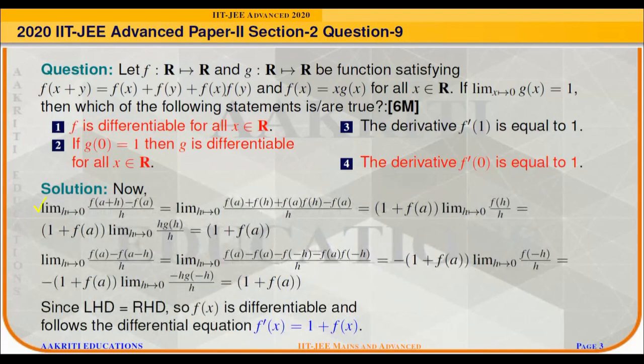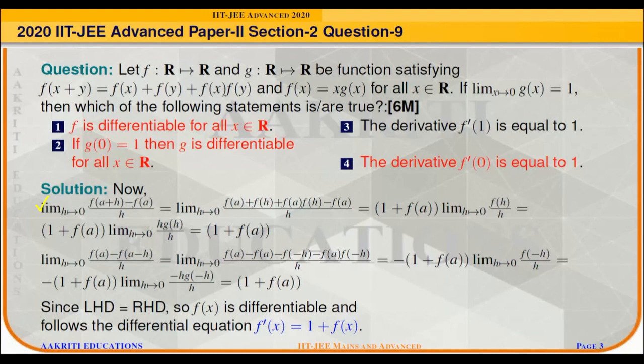Now, the right hand side derivative can be defined as limit h goes to 0 of (f(a+h) − f(a)) divided by h. By using the functional equation, we can write f(a+h) as f(a) + f(h) + f(a)f(h). By using the value and further simplifying, we will get the right hand side derivative as 1 + f(a) times limit h goes to 0 of f(h) divided by h.